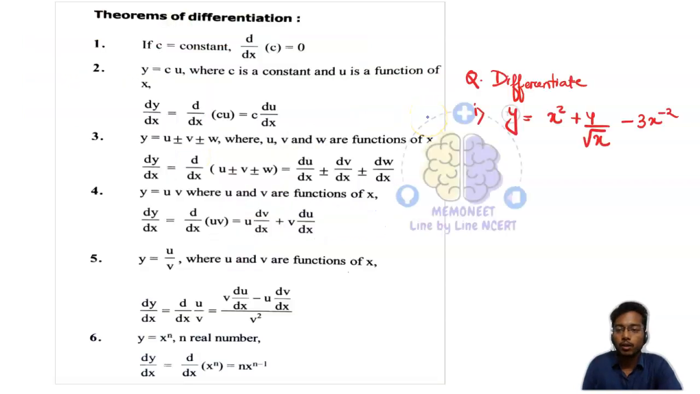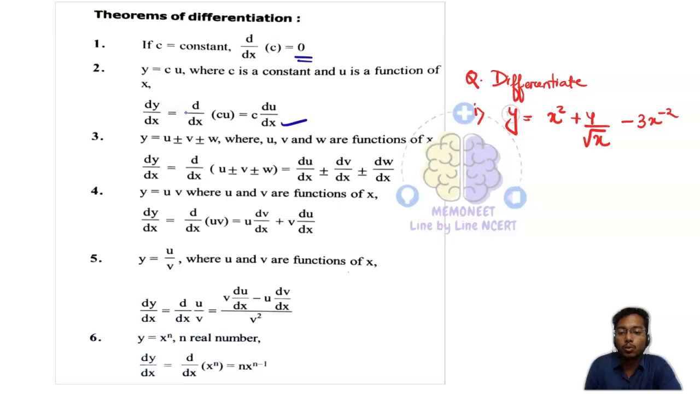Now we will learn the theorems of differentiation. First, when we differentiate any constant, the value will be zero. Second, when differentiating c into u, where c is the constant and u is the function, c stays as the coefficient and we differentiate u, that is c du upon dx. Then, y equals u plus or minus v plus or minus w, so this will be du upon dx plus or minus dv upon dx plus or minus dw upon dx. Here u, v, w are various functions, and we are differentiating with respect to x.